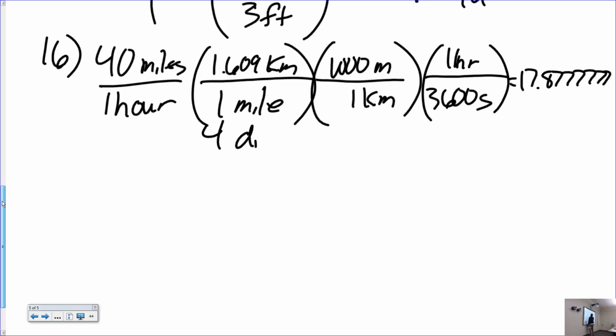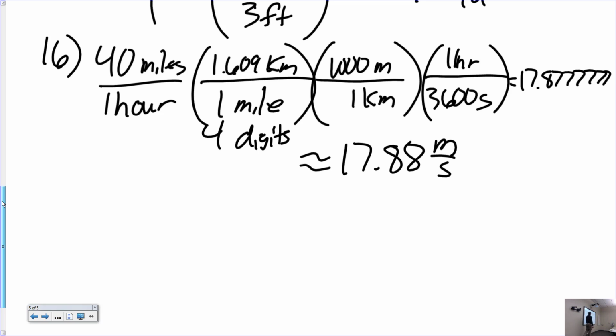4 digits because of this conversion. So the answer here is 17.88 meters per second. And again, if you switched to yards and then used centimeters and used the 30.5, you would just have to use 3 digits at the end because you used a conversion with fewer significant digits. Perfectly okay. The answer would be slightly different, but basically sitting right around that 17.9 spot.